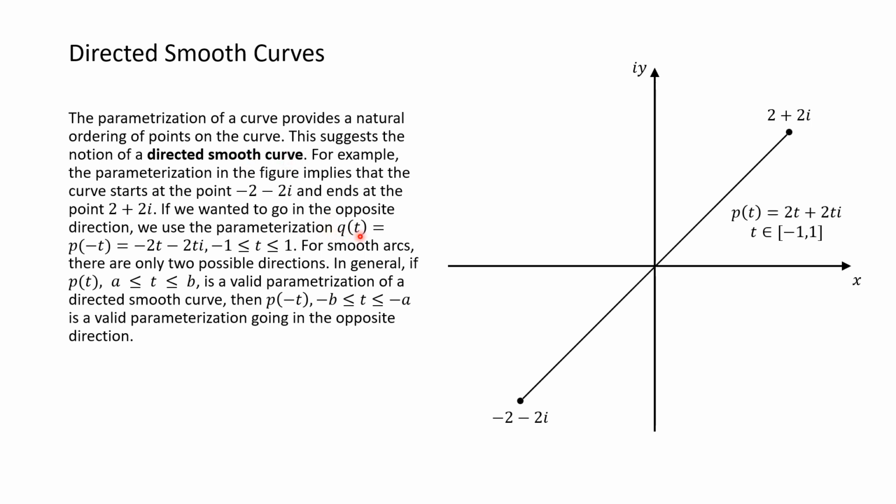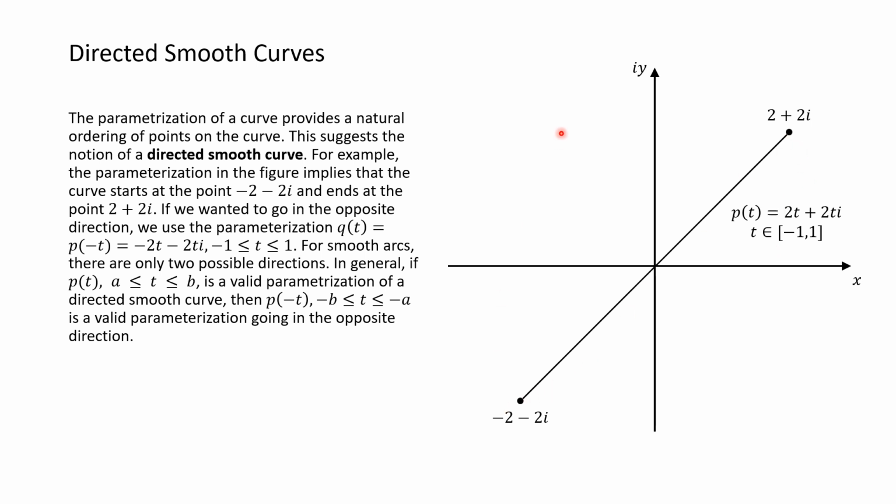If we wanted to change the direction, we could define q of t equals p of minus t. We get this equation here, and then we take t between minus 1 and 1. And you notice when you put in minus 1 now, we get the top point here. You put in 0, you get 0 again. If you put in 1, you get the bottom point. So you're going in the opposite direction.